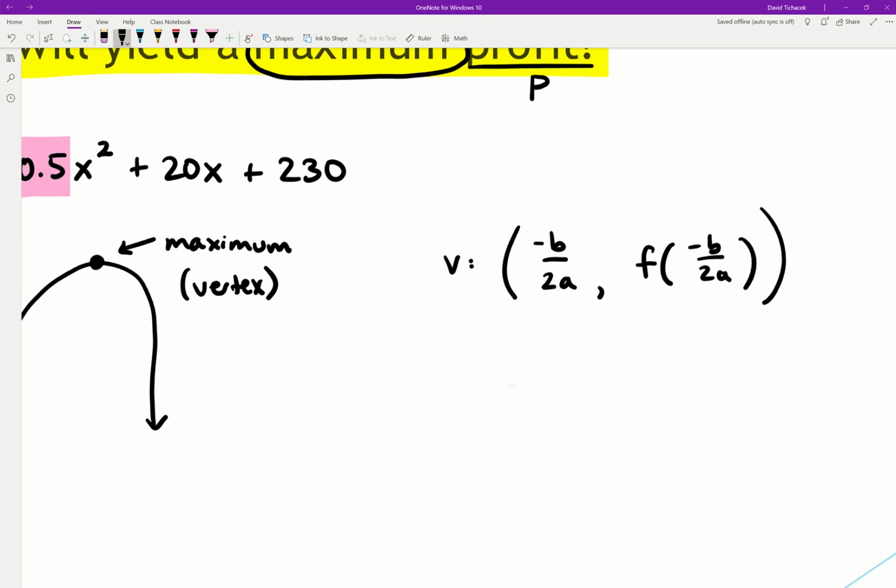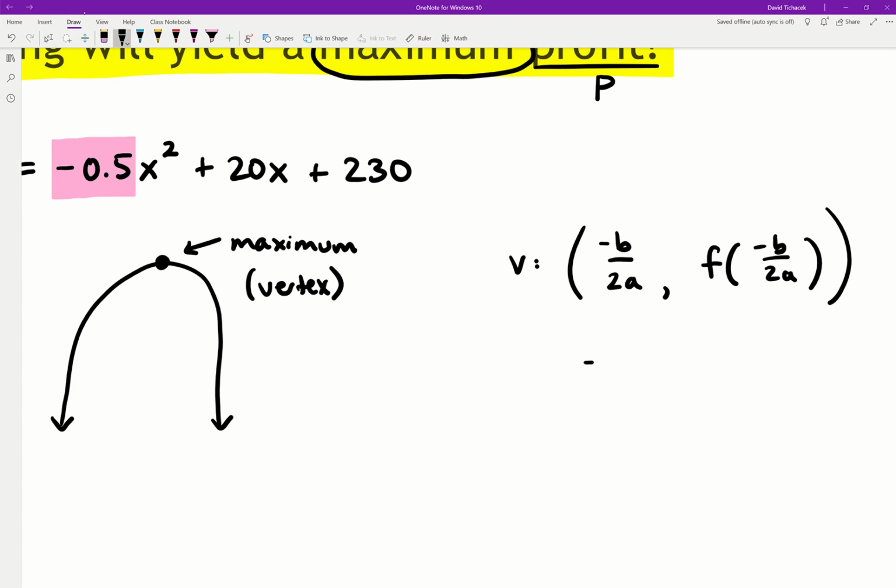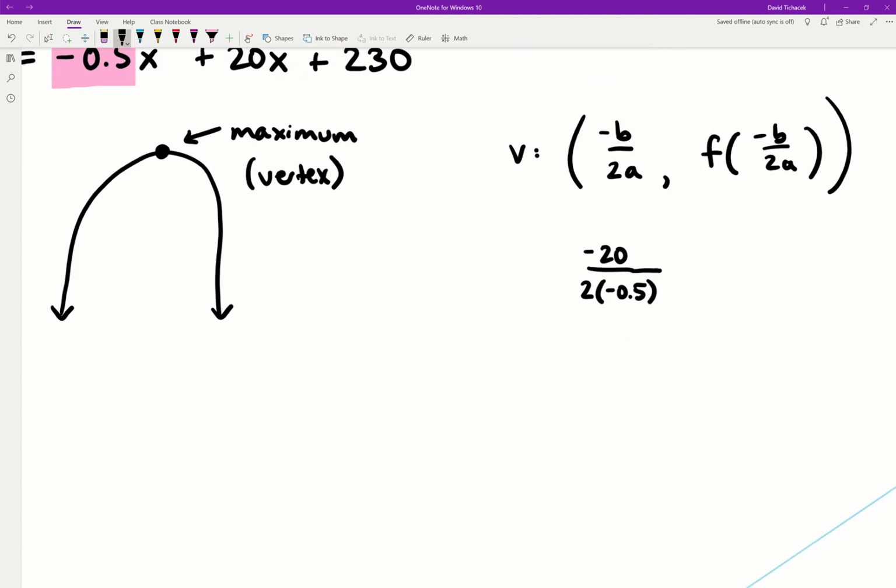So what is b and what is a? Well, playing the role of b is going to be 20, so if I do the opposite sign of that, it's going to be negative 20. And then if I do 2 times the number playing the role of a, that's going to be 2 times negative 0.5, and so that is going to be negative 20 divided by negative 1 effectively, and that's going to be a negative divided by a negative, which makes it positive, and we'd end up with positive 20 there, okay?